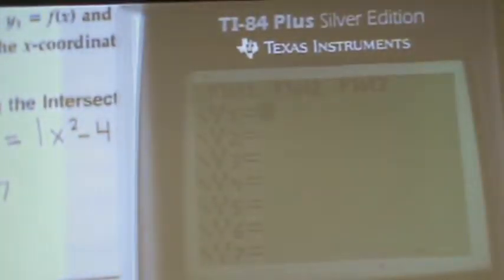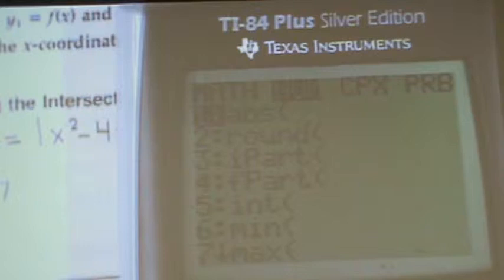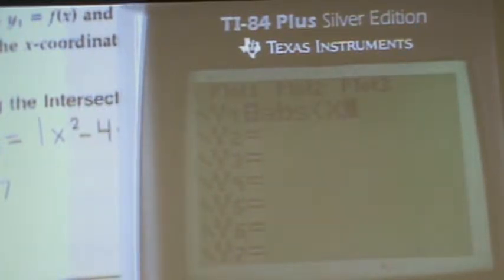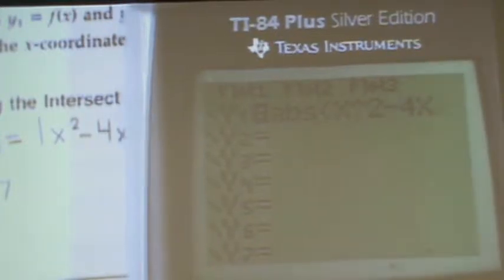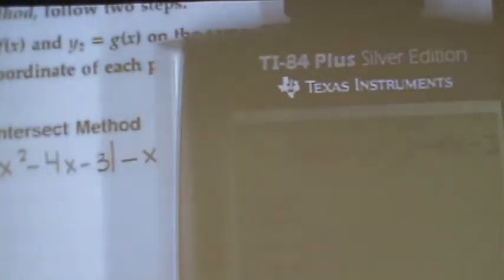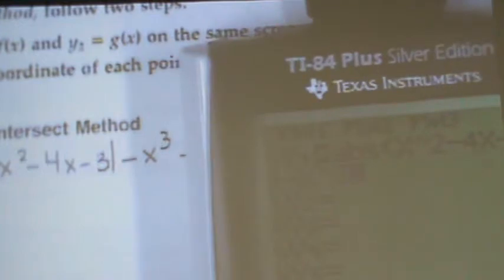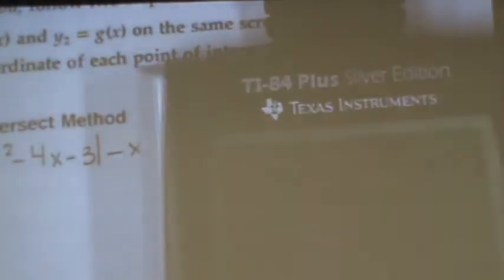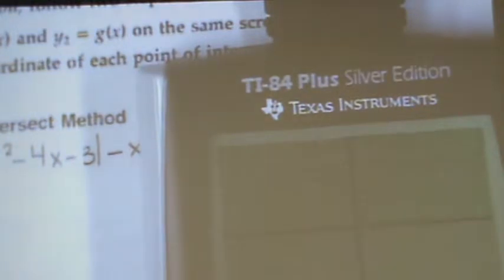So, if you type this in: math, num, abs, x raised to the second power minus 4x minus 3, parenthesis, and then minus x cubed, minus x, and then plus 6. And then hit graph.